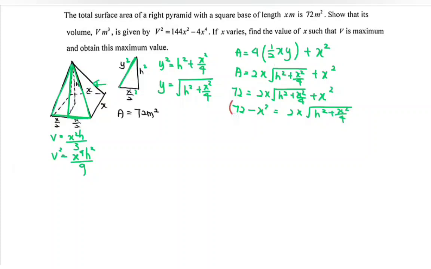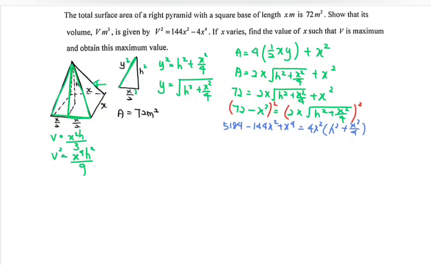If we square both sides, then we will have 5184 minus 144 x squared plus x to the power 4 equals, after squaring, 4x squared multiplied by h squared plus x squared over 4. Kindly rearrange the situation so that h squared becomes the subject.